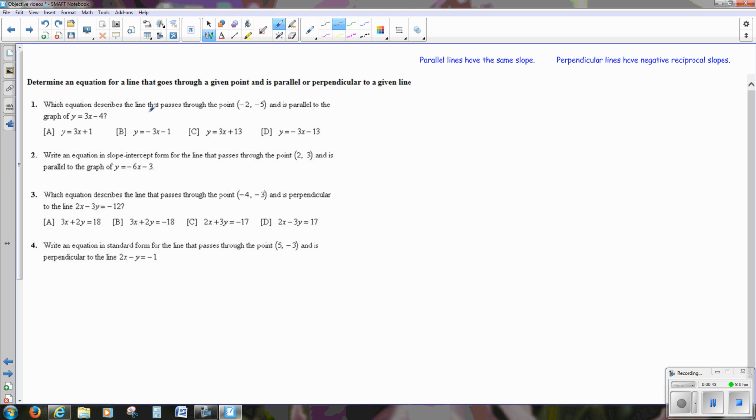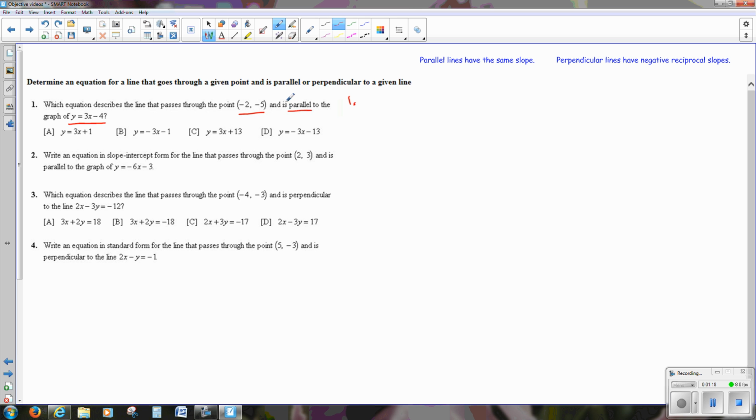Which equation describes the line that passes through the point -2, -5, and is parallel to the graph of y equals 3x minus 4? So we want to start with realizing that we need lines that are parallel. For number 1, I want the line that I choose to have an equation that is parallel to this line. But it also has to go through this point. That's going to be important to us in a couple of minutes.